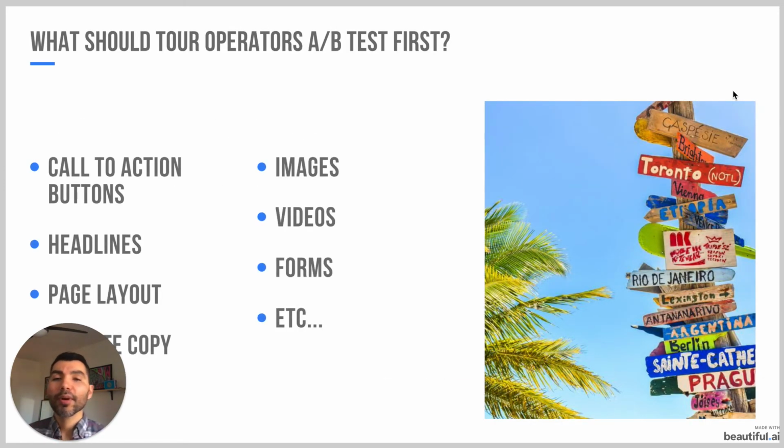One of the most common questions I get at this point is, what should tour operators A/B test first? There's a number of different things. There's call to action buttons, headlines, your page layout, the copy on your website, images, videos, forms, etc. The list goes on and on. And in the guide on the website, I actually give you 3 easy ways to get started. So definitely encourage you to go out there and take a look at that.